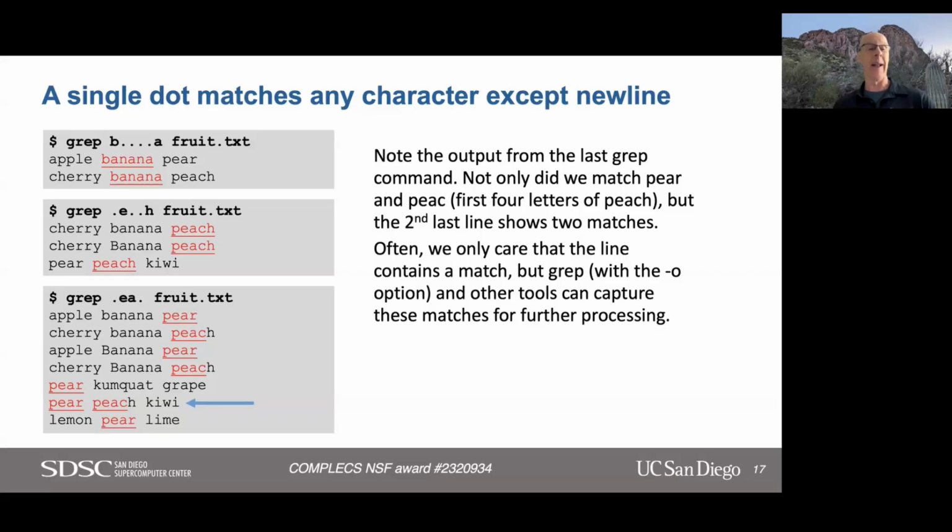And then in the third example, I have dot EA dot. So that's going to match any character followed by EA, again followed by any character. And here we're going to pick up pear and the first 4 letters of peach. And I also want to point out with grep that when we use regular expressions in this way, if there are multiple matches in a line, both of them are going to be returned. So in that second last line of output, we matched pear, and we also matched the first 4 characters of peach.